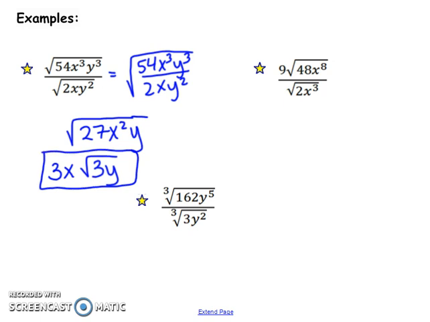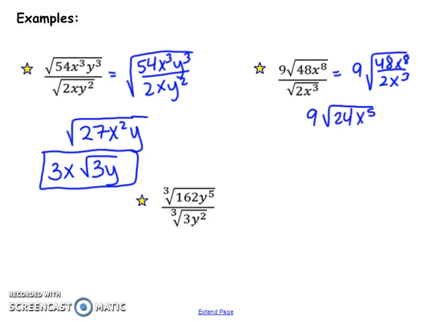So it's the same concepts from last class, but now we're just kind of doing another thing first. Okay, so let's do the same thing here. 9, and then we have a giant radical. So 48x to the 8th over 2x cubed. So this is going to be 9. 48 over 2 is going to give me 24. And then I have x to the 5th.